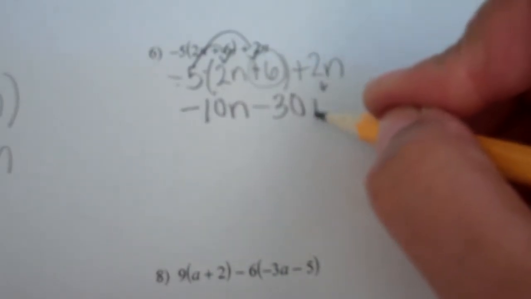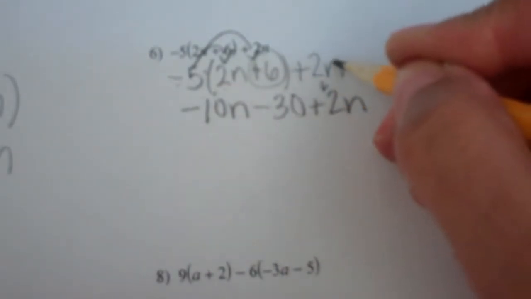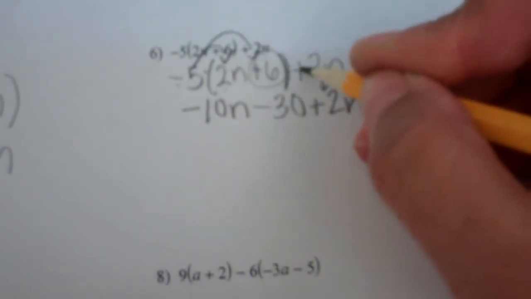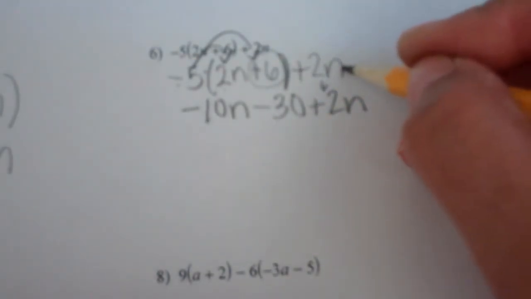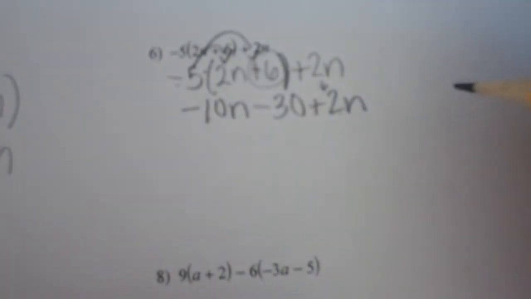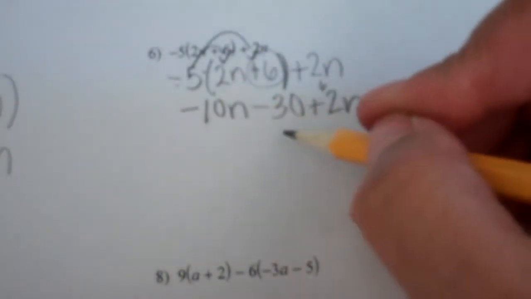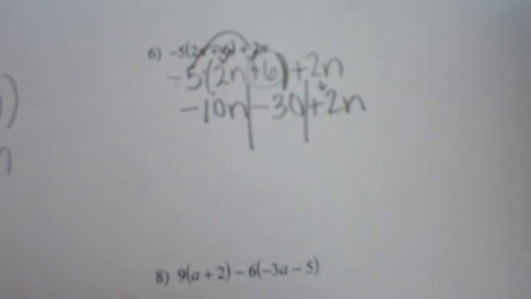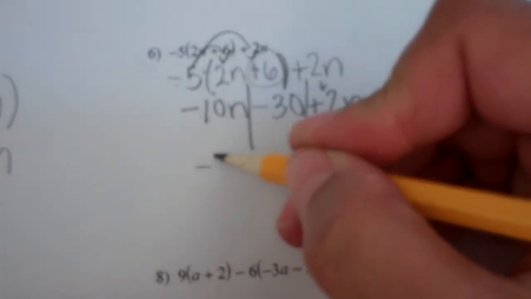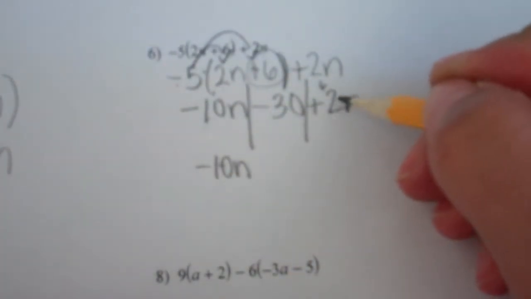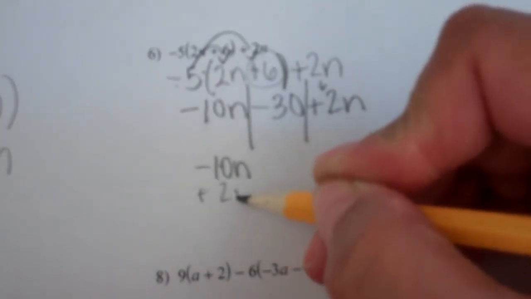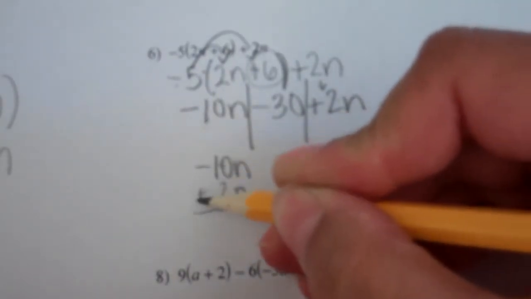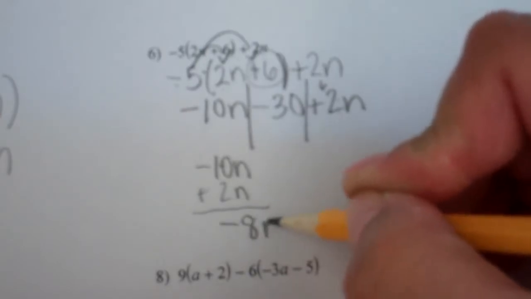And then let's drop down our plus 2n. This was only linked to these parentheses by addition, so we are not going to be distributing that. We're just going to be dropping it down. So we have our little game again. We separate. Negative 10n. Who else has an n? This positive 2n. Negative 10 plus 2 equals negative 8n.